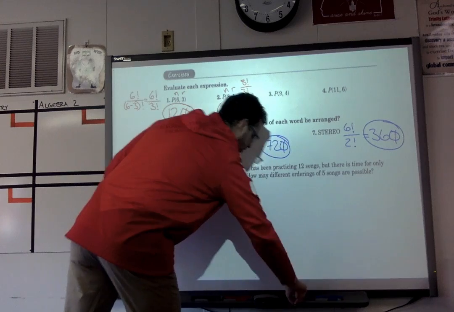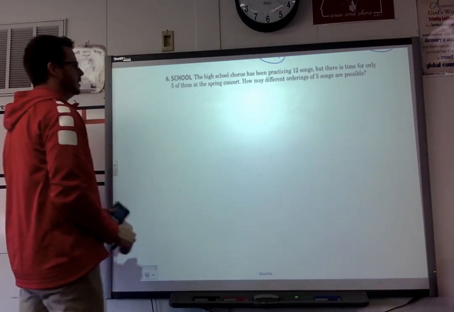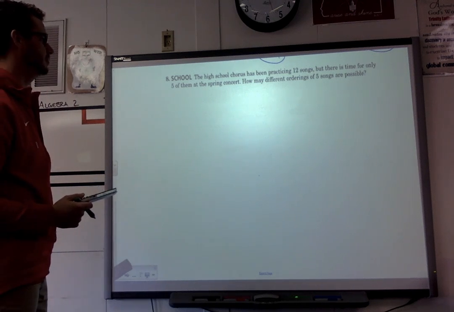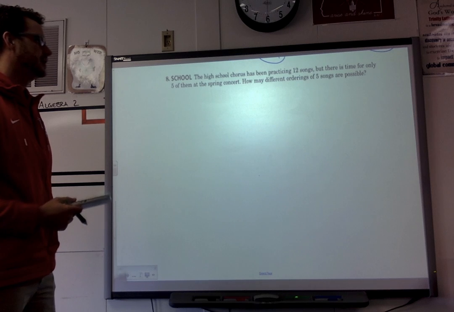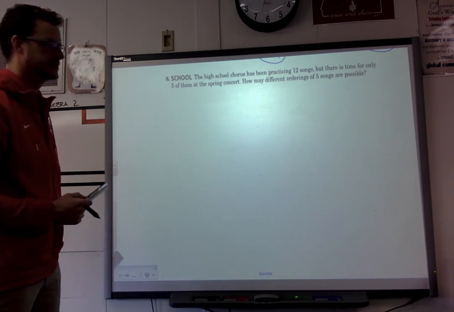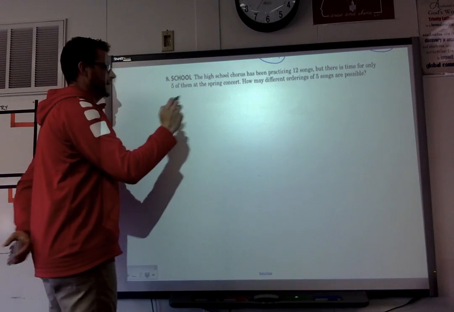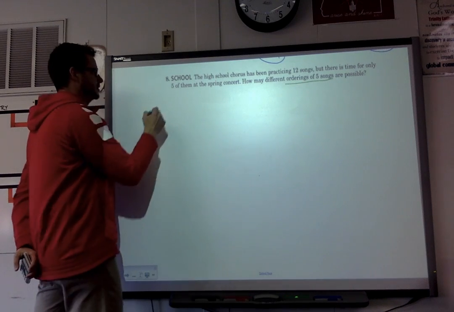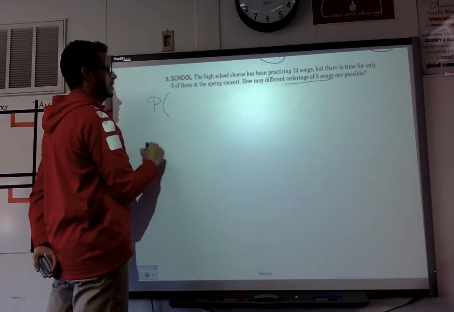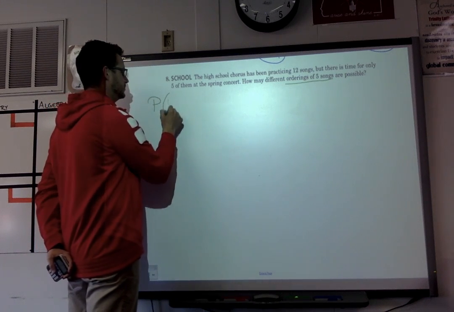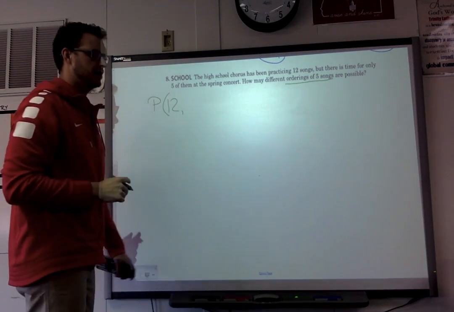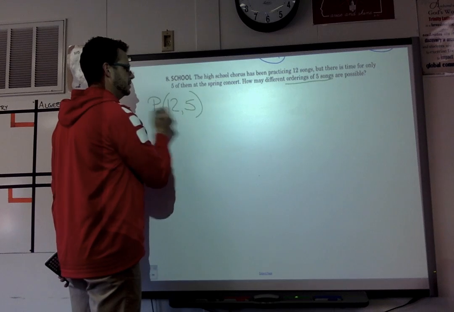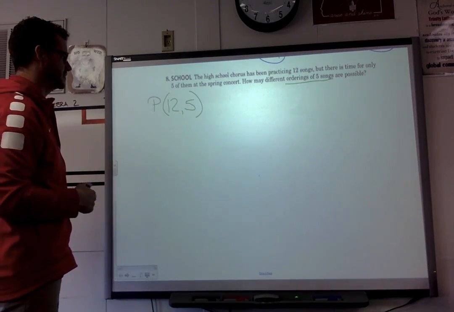And then the story or the word problem here. The high school chorus has been practicing 12 songs, but there is time for only 5 of them at the spring concert. How many different orderings of 5 songs are possible? So in this one, because the order matters, how many orderings of 5 songs, we're going to have the permutation of n, the total number of items, which is 12, comma r, which is how many of them are selected at a time, which is 5. We're selecting 5 songs at a time.